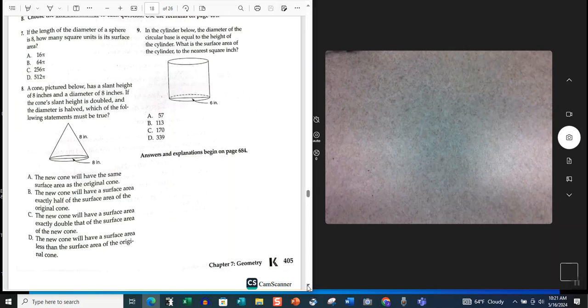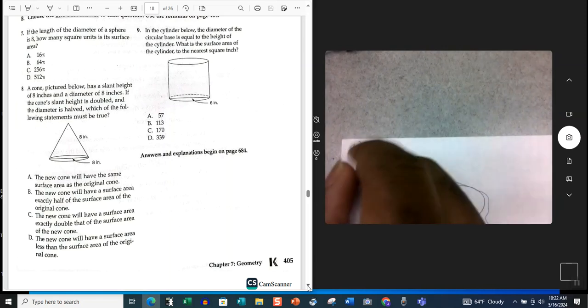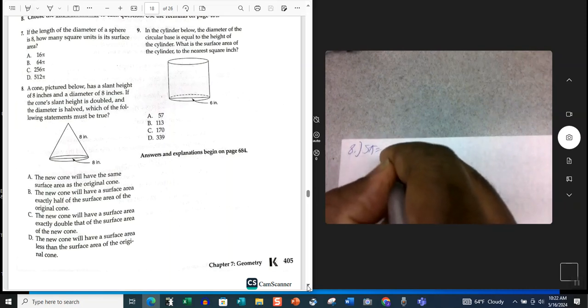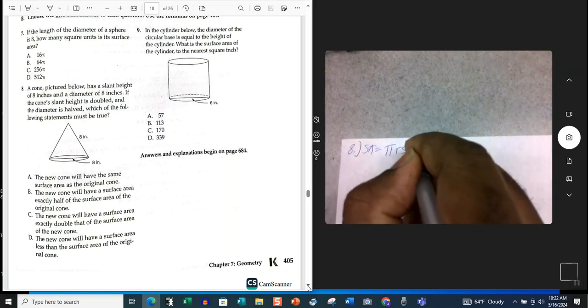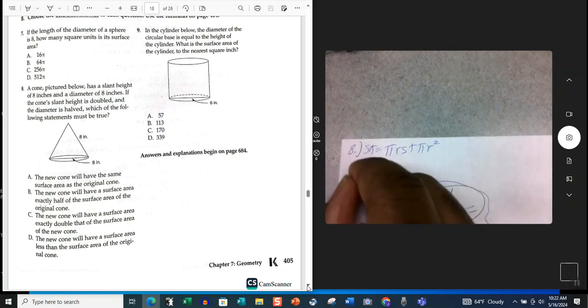Okay, so the new cone, first of all, we need to solve for this in order to get an answer here. All right, so now they gave us this here. So number 8. First of all, we need the formula. The formula for a cone is the surface area is equal to pi radius times the slant height plus pi radius squared.